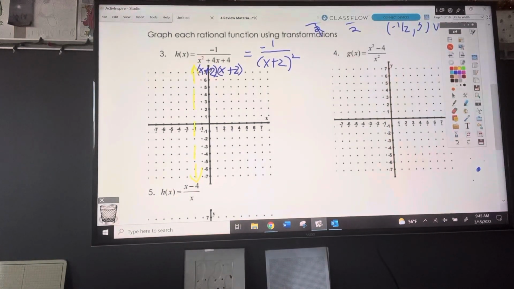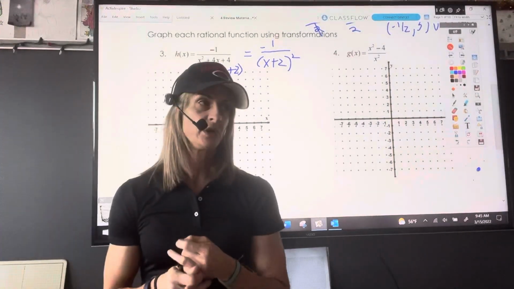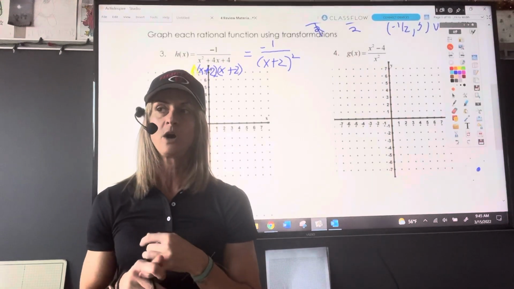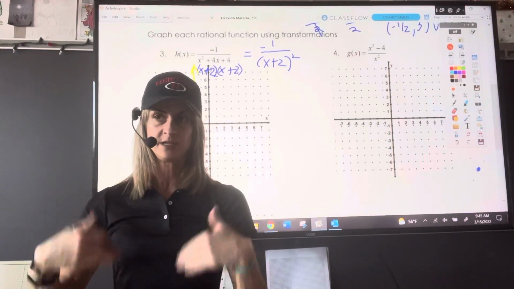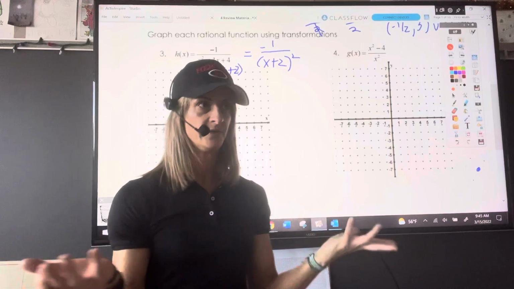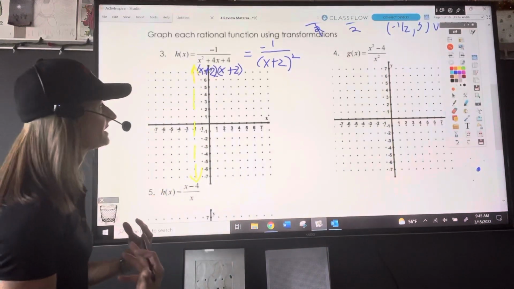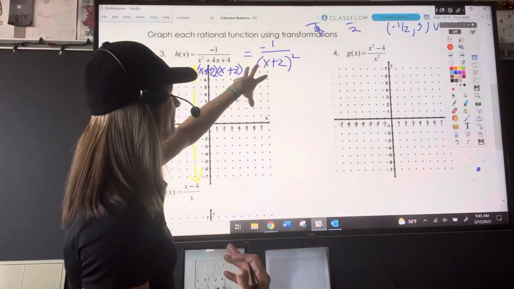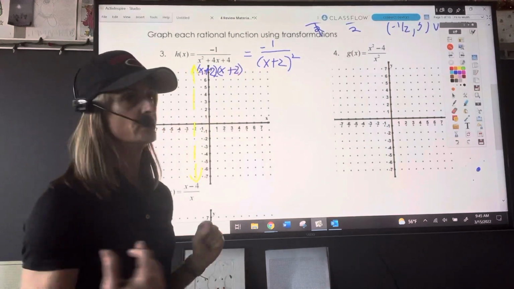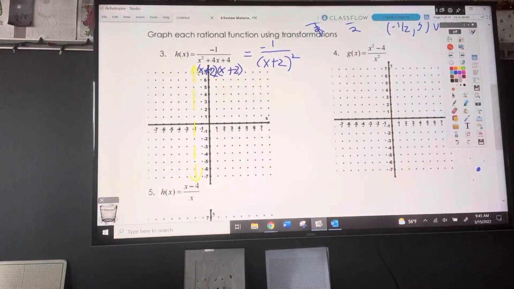So now horizontal. The horizontal asymptotes are the trickier ones. They depend on the degree of the numerator and the degree of the denominator, which you saw in your video that you watched for homework last night. In this case, the degree of the denominator is higher than the degree of the numerator, which means we have got a horizontal asymptote at y equals 0.